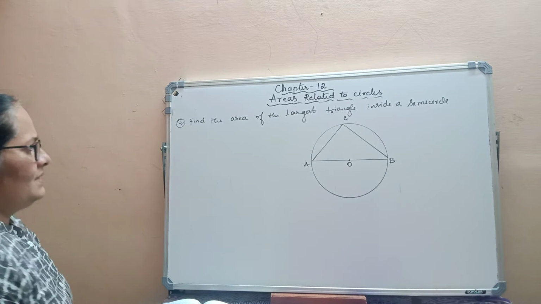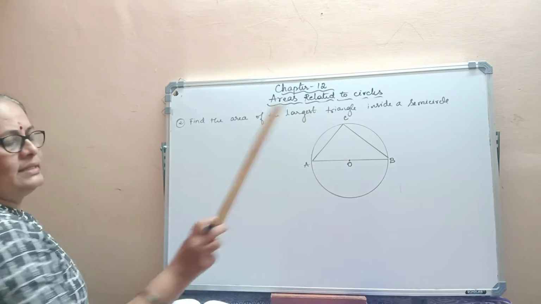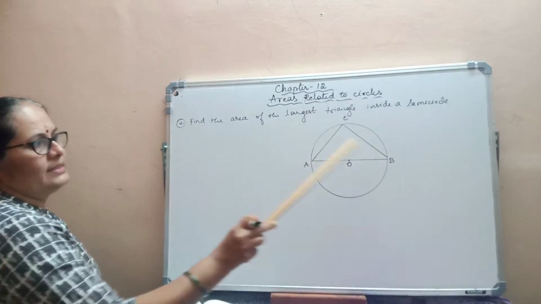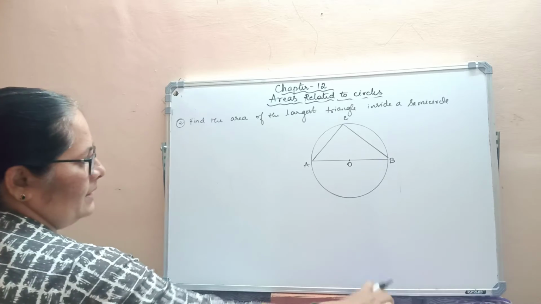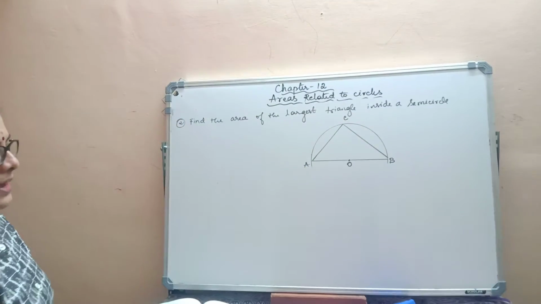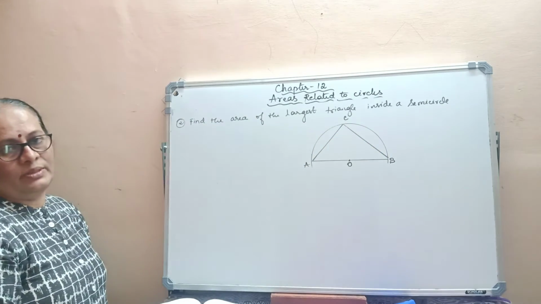Next example is find the area of the largest triangle inside a semicircle. How can we find the area of the largest triangle inside a semicircle? See here, ACB is a semicircle. So find the area of the largest triangle inside a semicircle.